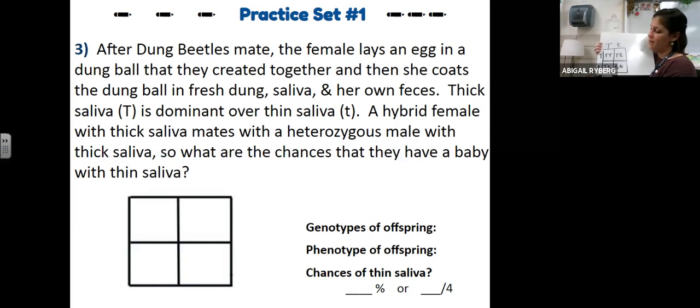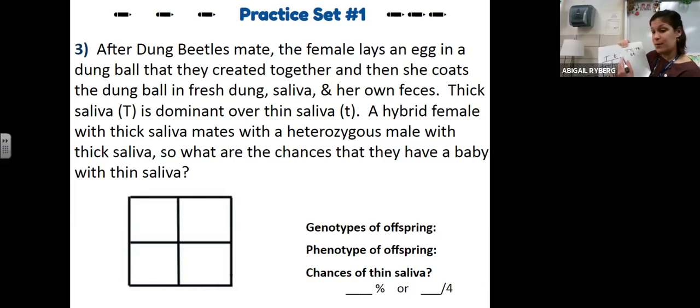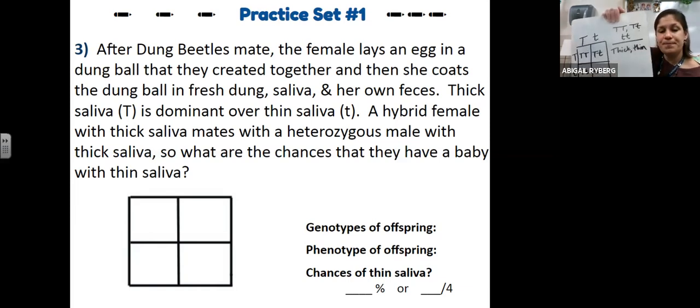The genotypes of the offspring, we actually have 3 options now. So the genotypes: big T, big T, big T, little t, or little t, little t. The phenotypes of the offspring, actually some of them will be thick saliva and some of them will be thin. So the phenotype here would be thick and thin.